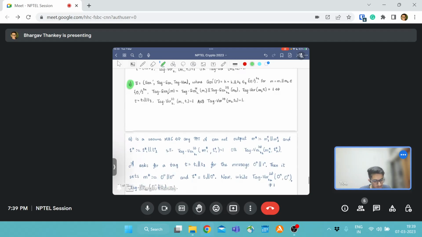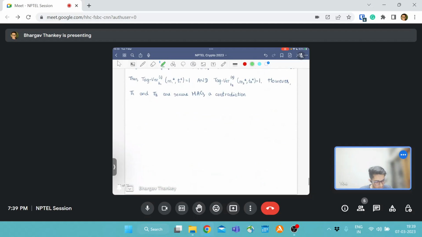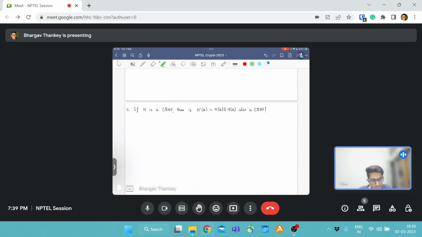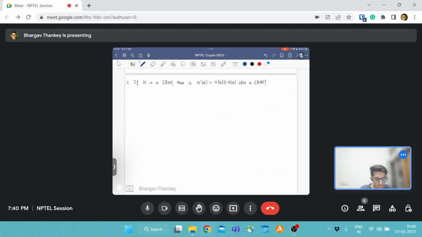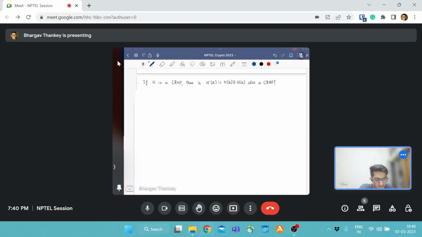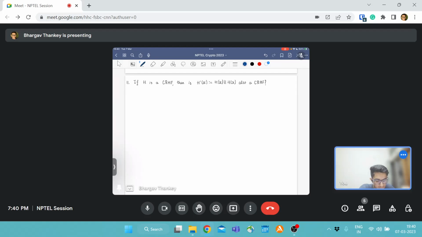Okay, so if this is fine, let's move on to the next problem. The next problem is about collision resistant hash functions. The question is as follows: if H is a CRHF, that is a collision resistant hash function, then is H prime, defined as the concatenation of H of x with itself, also a collision resistant hash function? Would you like to guess whether it is a CRHF or not? Okay, so the answer is yes.